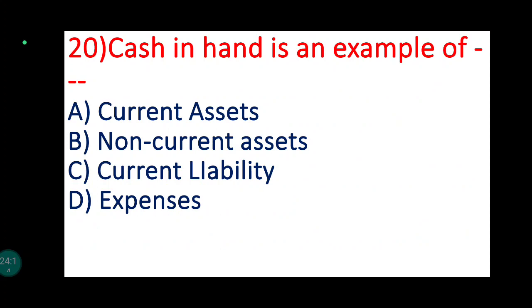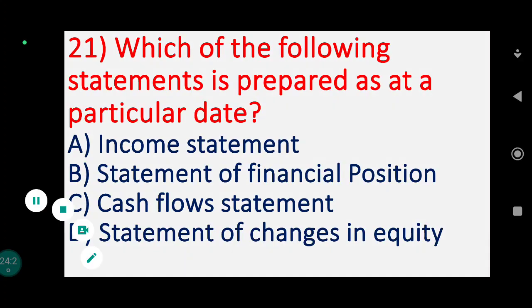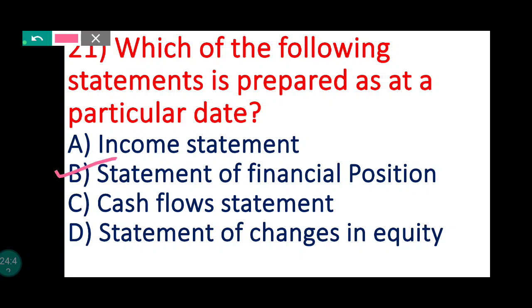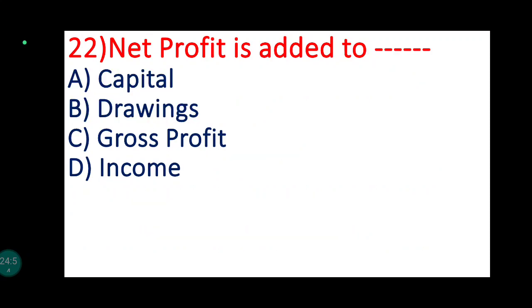Point number 20. Cash in hand is an example of. So cash in hand is an example of current asset. 21. Which of the following statements is prepared as at a particular date? So the answer is B. Statement of financial position. Okay, it is prepared as at a particular date. An income statement is prepared for the year ended. So the answer is statement of financial position.